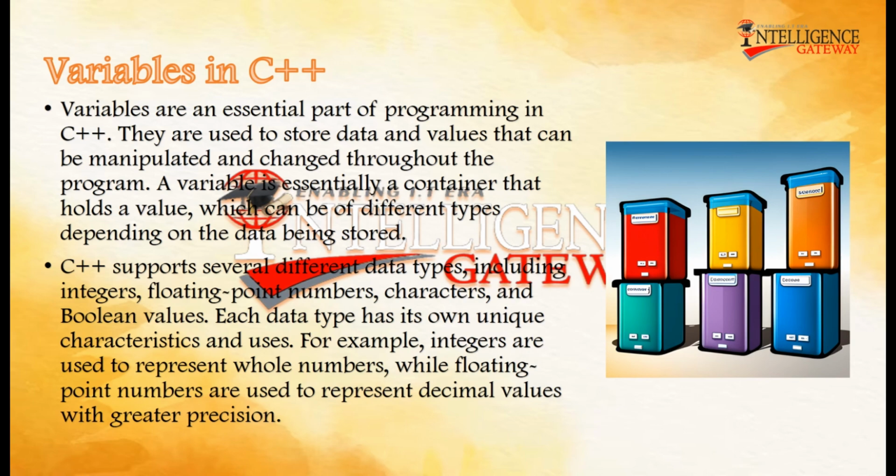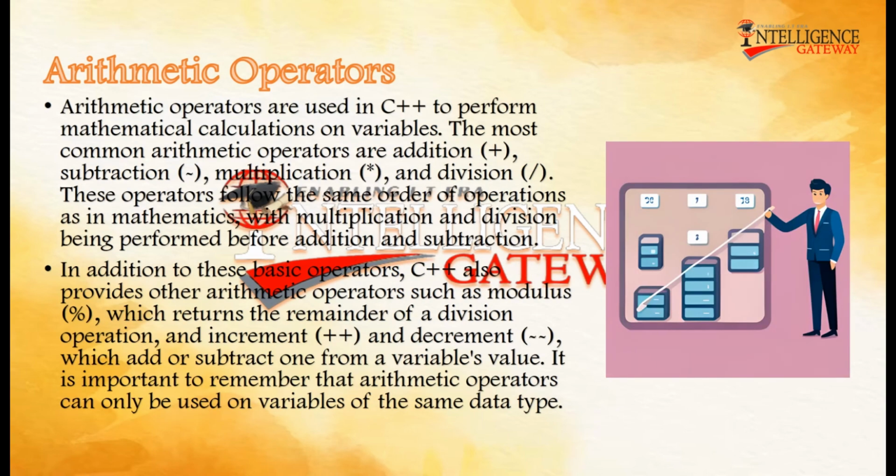Each data type has its own unique characteristics and uses. For example, integers are used to represent whole numbers, while floating point numbers are used to represent decimal values with greater precision. Arithmetic operators. Arithmetic operators are used in C++ to perform mathematical calculations on variables.